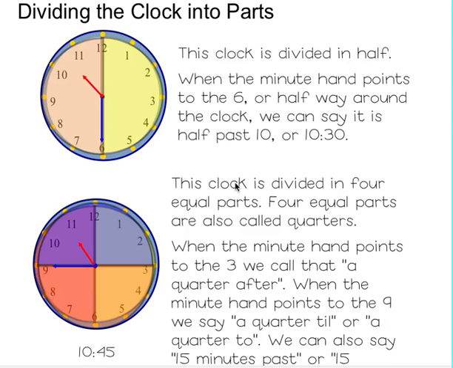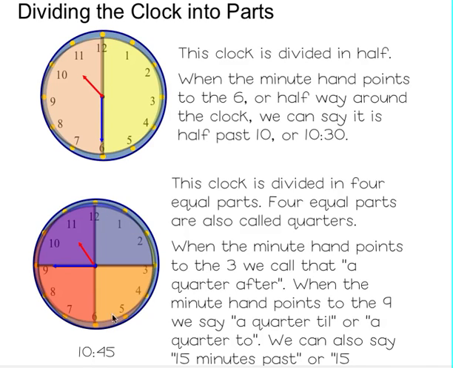This clock is divided into 4 equal parts. Do you see the 4 different colors? 4 equal parts of something are also called quarters. Remember when we talked about these things in fractions? When the minute hand is pointing to the 3, we call that a quarter after. So if the minute hand were pointing over here at the 3, it's a quarter after because 1/4 of the minutes on the clock would have passed.